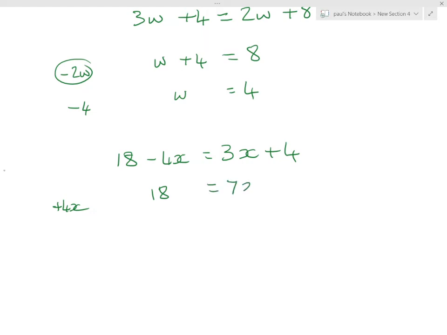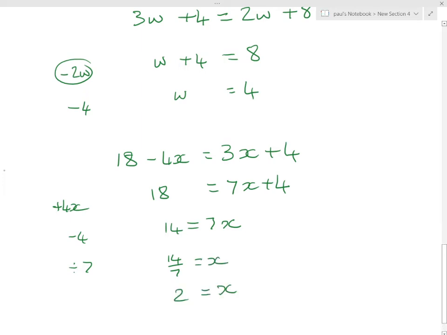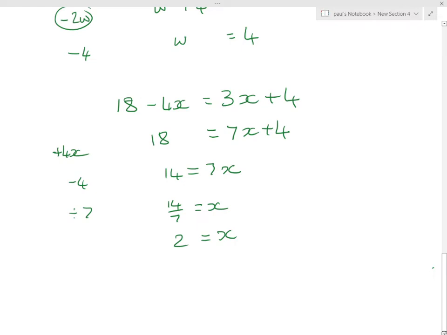And that will be 7x plus 4. See, no minus signs now. Take away 4. So take away 4 from that is 14 equals 7x. And divide by 7, which 14 divided by 7 equals x. Therefore, that's 2 equals x, or x equals 2. Now, that's the x's on both sides. Now, that's a level 3, I think.